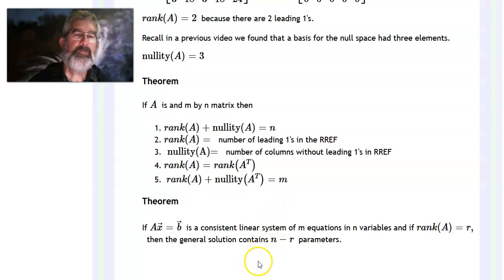Okay. So we've seen this before. It's just that now we can state specifically that the number of free variables, the number of parameters, is going to be the number of columns minus the rank. So anyway, there is the concept of nullity and rank, and just a few theorems relating them.